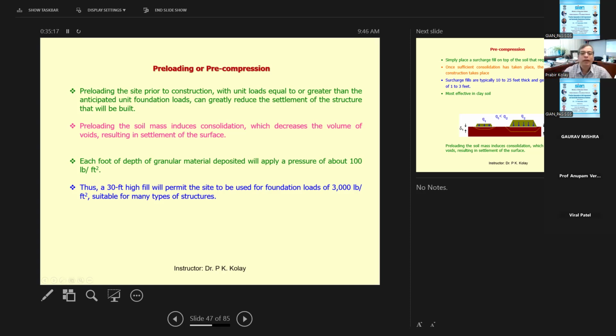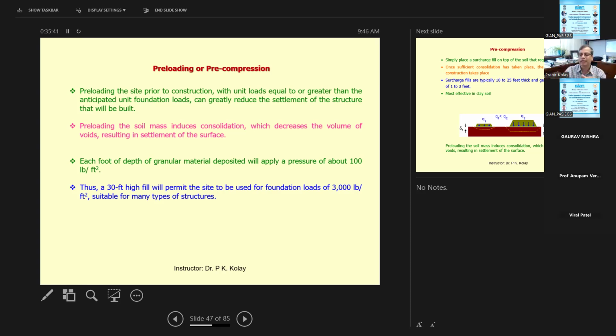Okay, so preloading is basically, you just put a heap of soil onto that particular area, and then the clay is going to settle. Because the permeability is low, it takes a longer time. When the clay has almost settled, when it's done, then you remove that preload and put in your actual structures.